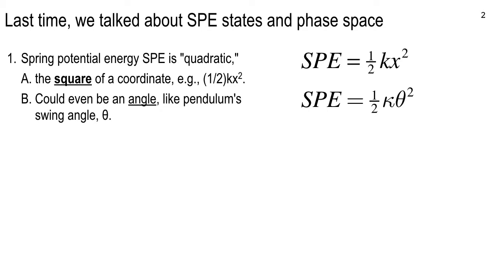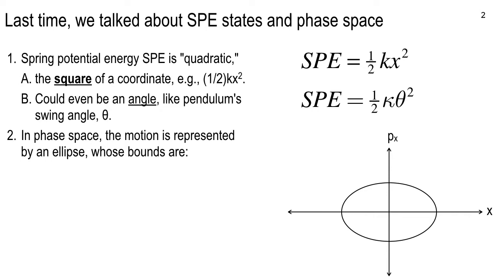Okay. The other thing that we talked about last time, and this is where I want to start instruction for today, is the phase space representation of the motion of the ellipse. And I want to reinforce to you, this is not a picture of the pendulum. It's an abstract representation of the motion along the x-axis and in terms of its momentum.